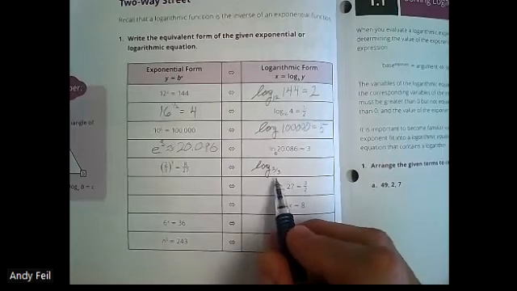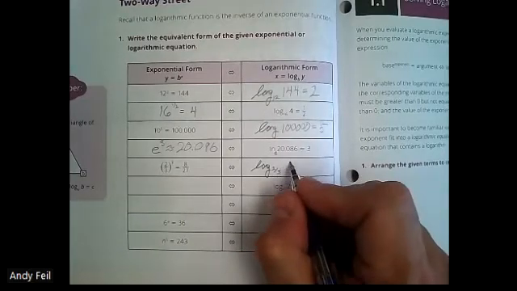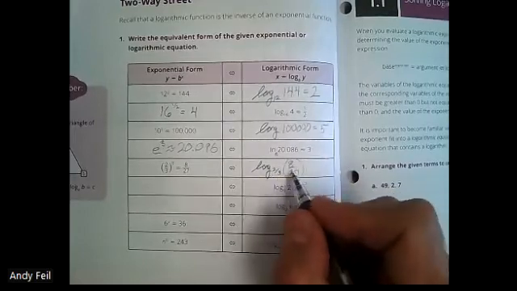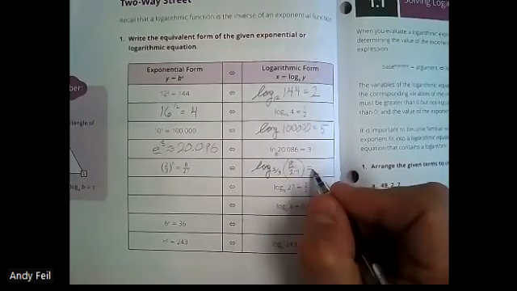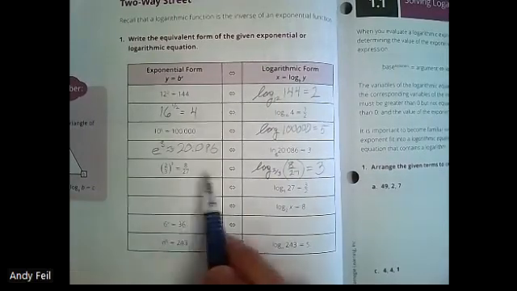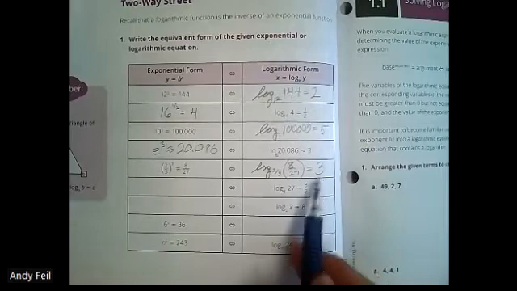Log base 2/3. What's the argument? 8/27. Maybe we'll put that in parentheses just to make sure we don't get it. It's not wrong if you didn't. Equals the log, which is, because a log is a what? An exponent. The one that's the exponent, that's the log.